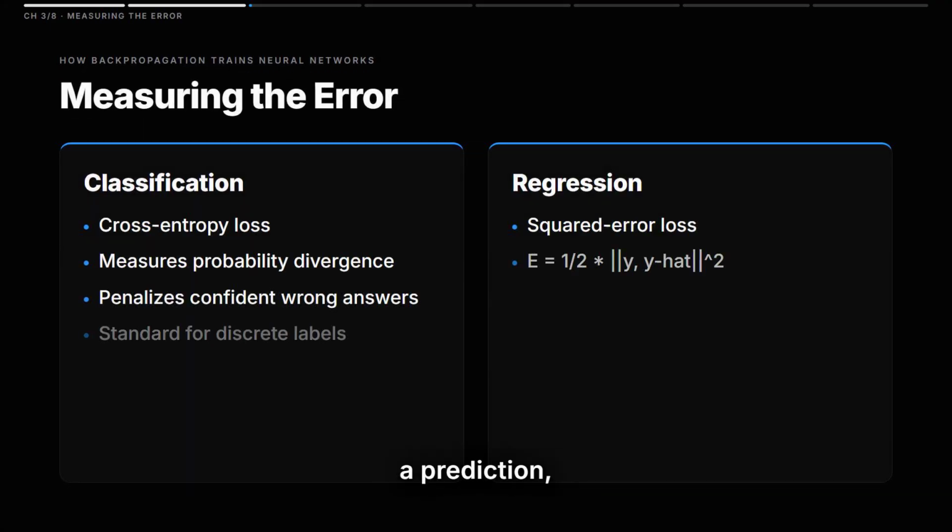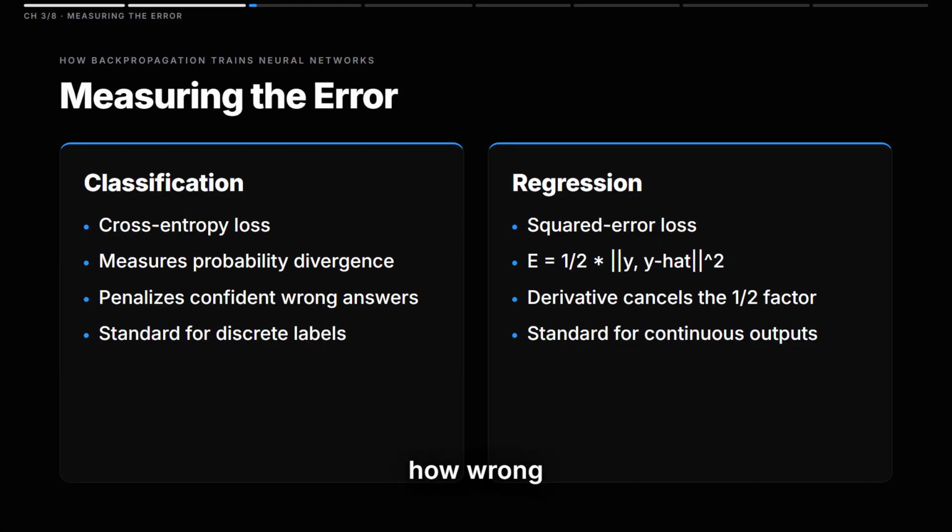Once the forward pass produces a prediction, training needs to quantify how wrong it is. That is the job of the loss function. For classification tasks, cross-entropy loss is standard. It measures the divergence between the predicted probability distribution and the true label. For regression, squared error loss, 1/2 the squared norm of the difference between the target y and the prediction y hat, is the conventional choice. The factor of 1/2 is a notational convenience that cancels a 2 when you differentiate. Either way, the loss collapses the entire network's performance on one example down to a single scalar.